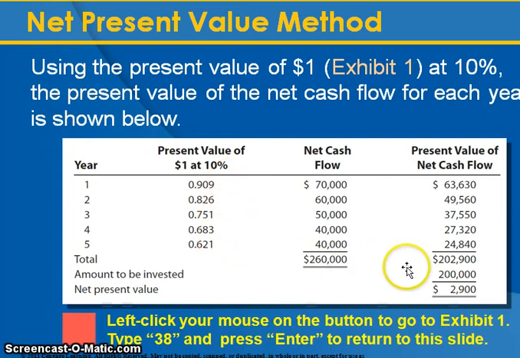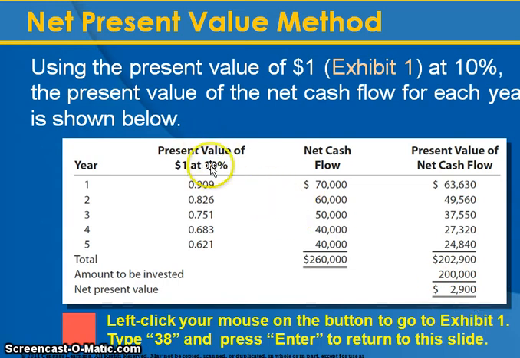And what that came out to be in total, the total cash flow, not considering the time value of money, is $260,000. But when you do consider the time value of money, the total cash flow of the item we're buying is $202,900. The amount of money that we intend to invest by the outlay of cash, if you will, is $200,000. In total, the net present value is $2,900. It is worth it to us to have this piece of equipment.